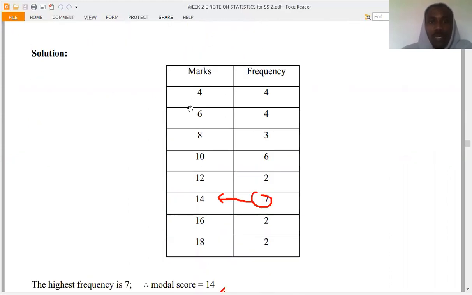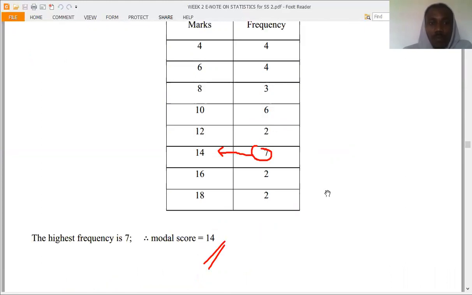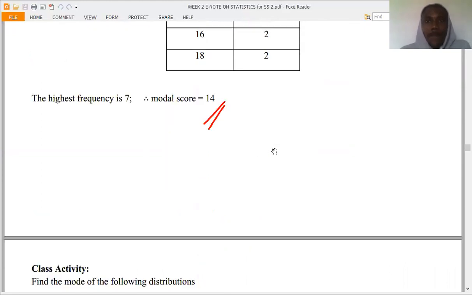So that is why it's always good to translate into a table. So here are the marks and here are the frequencies. By inspection, 14 is the one with the highest frequency. Therefore, 14 is the modal score. Is that okay? All right.